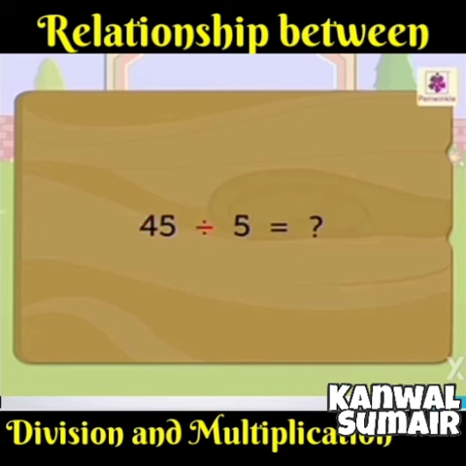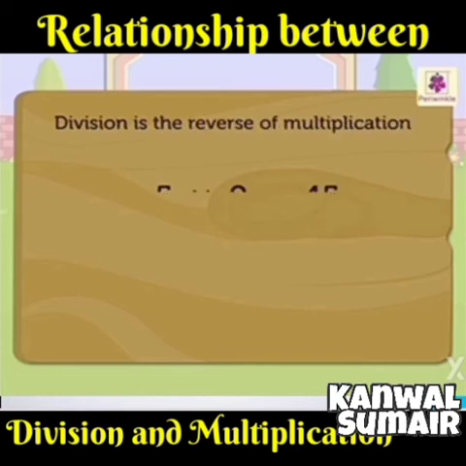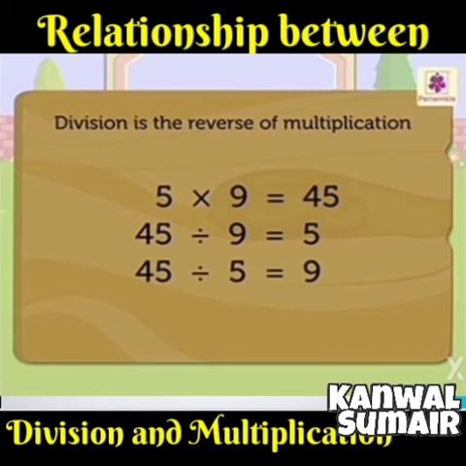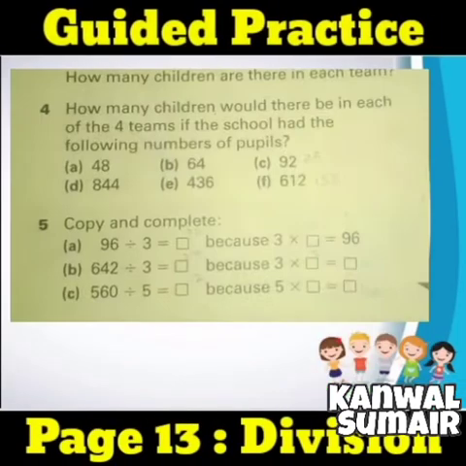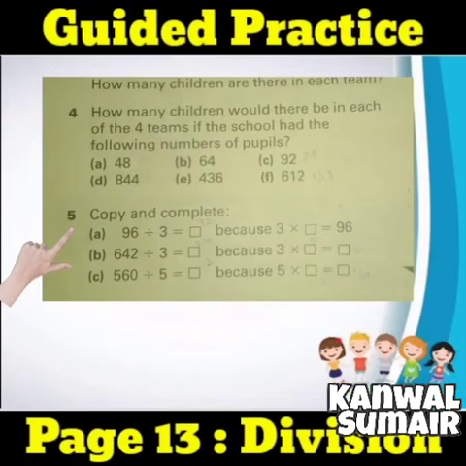45 divided by 5 is equal to 9. Look, here we got both multiplication and division facts from the same example. Woohoo! Now we are going to do the similar sums given in exercise 5 on page number 13 of your SPMG.